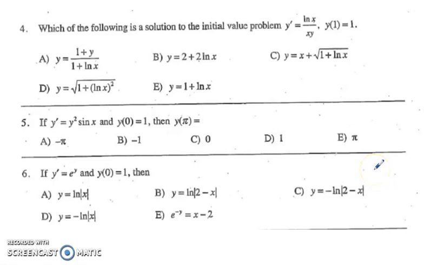Alrighty, let's do 3 more multiple choice problems. Which of the following is a solution to this initial value problem? Well, I think we might need to separate, integrate, solve, but you're not going to really enjoy this, I can tell already. So if I separate, I get dy times y equals ln of x over x dx.